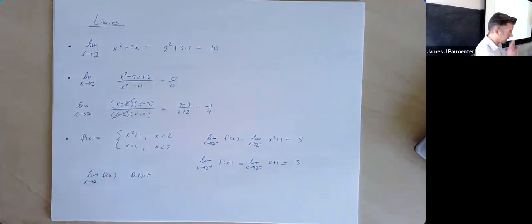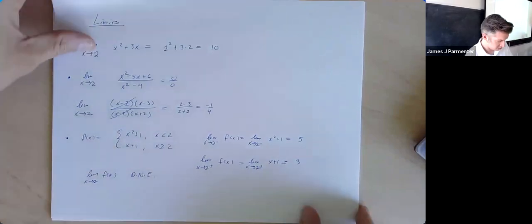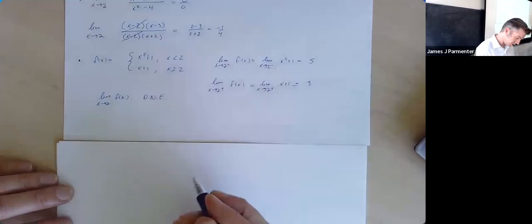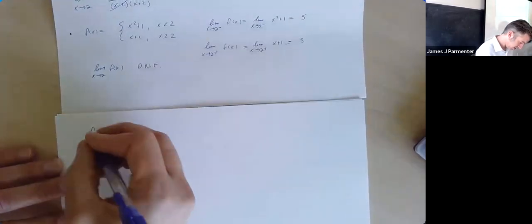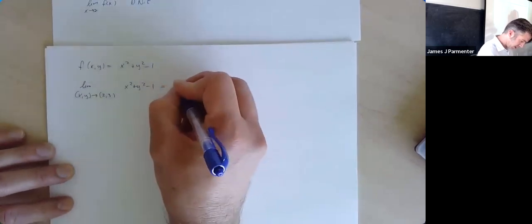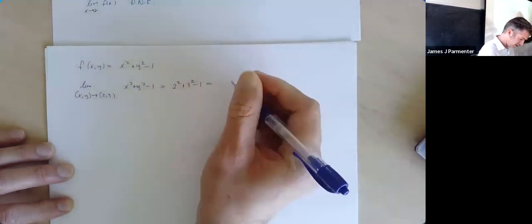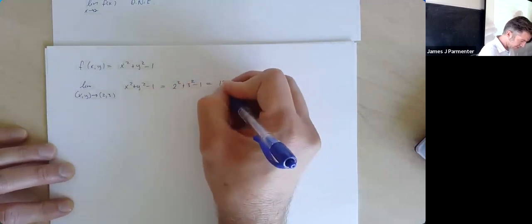So now let's look at some multivariable examples. Let's say our function f of x comma y is equal to x squared plus y squared minus 1. We want to find the limit as x comma y approaches 2 comma 3 of x squared plus y squared minus 1. Well, just like before, if you can just plug it in, we should, and we can. We plug it in, we get 2 squared plus 3 squared minus 1, 4 plus 9 minus 1, so what, 12? Yeah, 12.